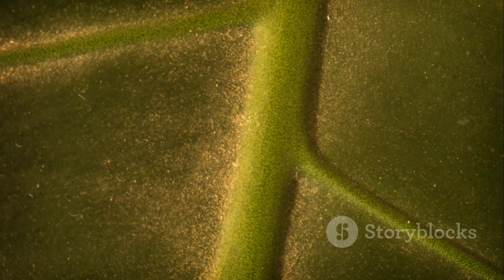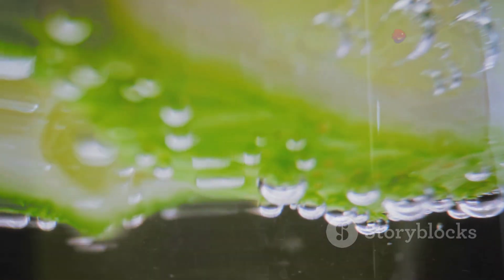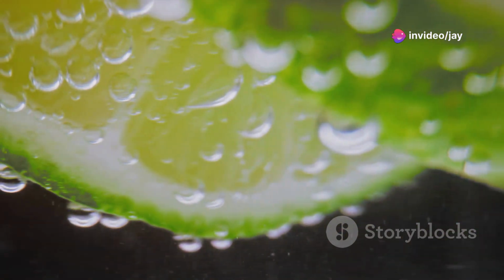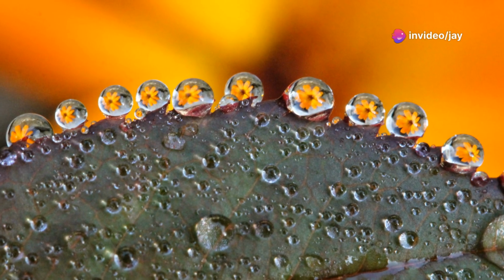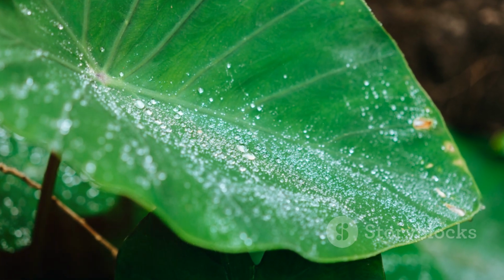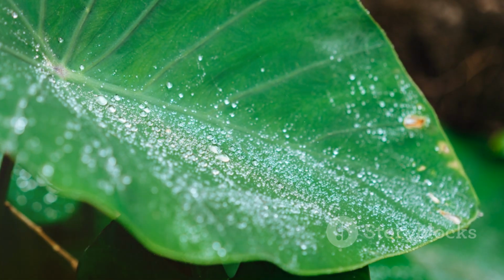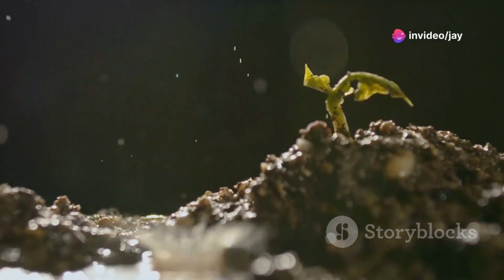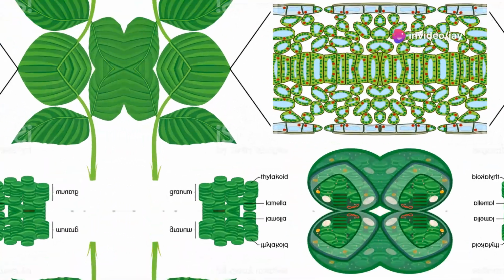Carbon dioxide, a gas found in the atmosphere, serves as the building block for glucose. Plants obtain carbon dioxide through tiny pores on their leaves called stomata. These pores allow for gas exchange, taking in carbon dioxide from the air and releasing oxygen as a byproduct. Water is essential for photosynthesis, acting as a source of electrons and hydrogen ions. Plants absorb water through their roots, transporting it up to the leaves where photosynthesis takes place.